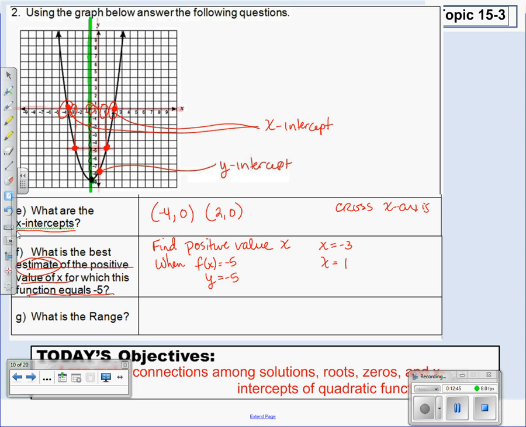So now I need to answer the question. The question is to find the positive value. So the only positive value of x is x equals 1. The x equals -3 is a negative. We do not want to use it.